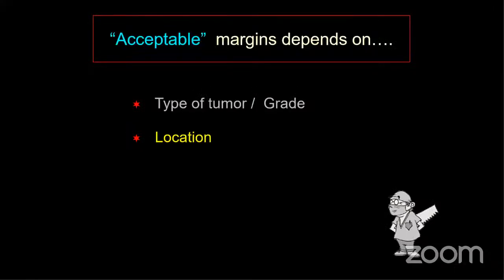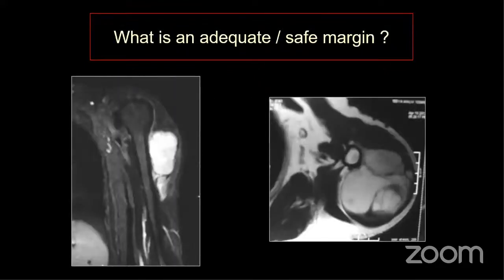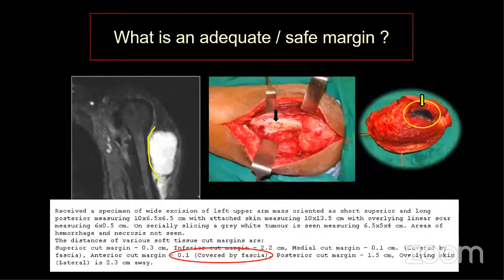What is the location of the tumor also largely determines your margin. For example, tumors like this, which are stuck to bone, we all know that we will not get quantitative values, and therefore we use the qualitative nature of the periosteum to actually make certain that we have got it out with what we would call an acceptable margin. This is a case in point, and you can see how the pathologist has documented that the anterior cut margin is actually less than 1 millimeter, but still tumor-free.